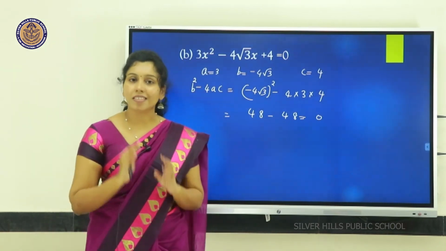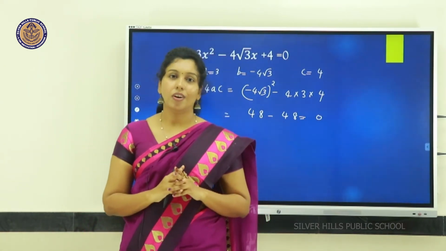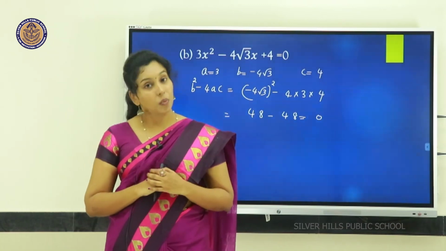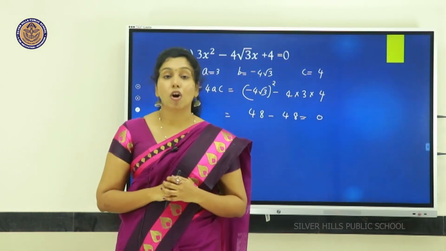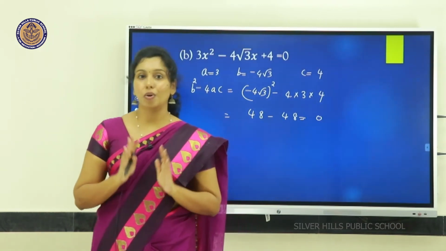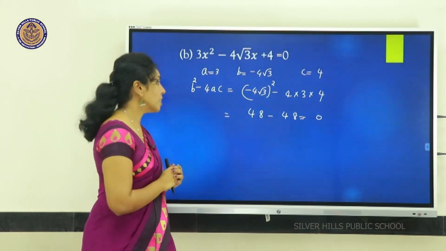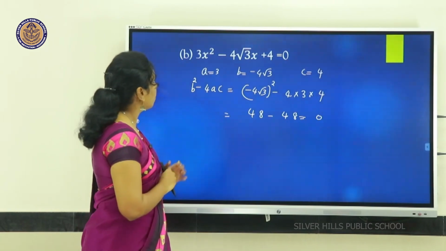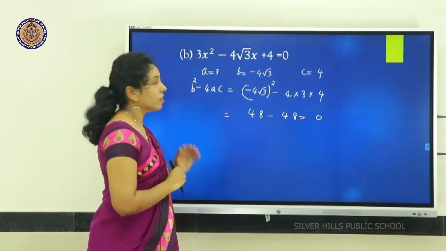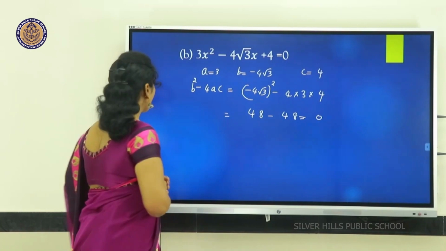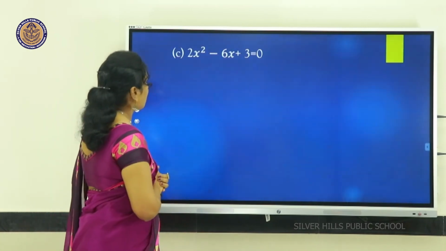And we know when the discriminant is 0, what would be the nature? We will get real roots, but not two different roots, equal roots. The roots coincide, both the roots will be the same. So that is the nature of the roots of the given quadratic equation. Now let's do the next problem.